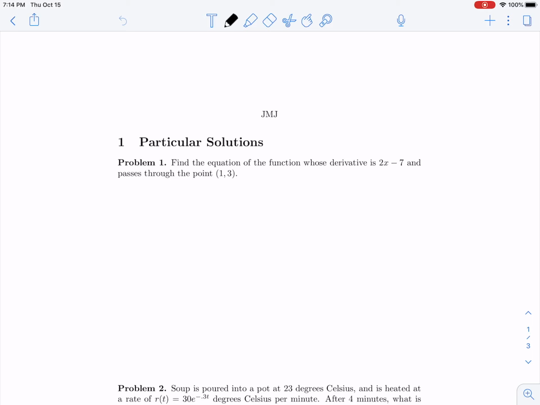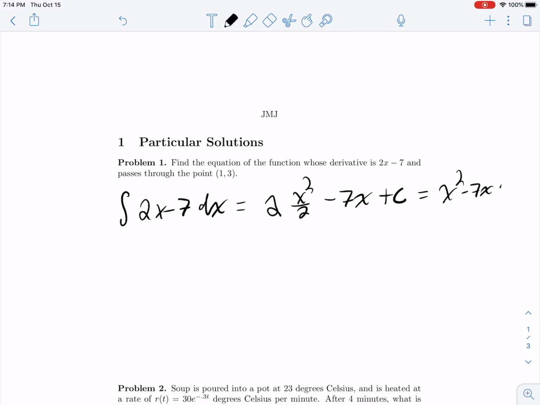The derivative is 2x minus 7. So if I know what the derivative is, I can figure out what the original function is by taking the antiderivative, or the integral. So I take the integral of 2x minus 7 dx. This is an easy one. I get 2x squared over 2 minus 7x plus c, which is x squared minus 7x plus c. All right, so here's my function. And I'll write it down here in a different color: f of x equals x squared minus 7x plus c.